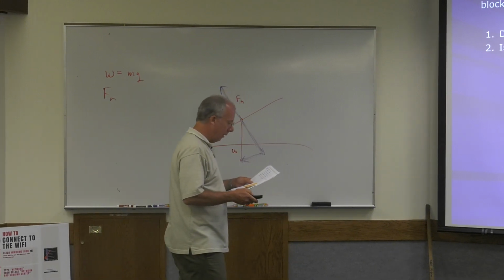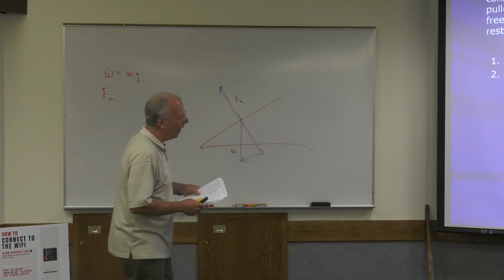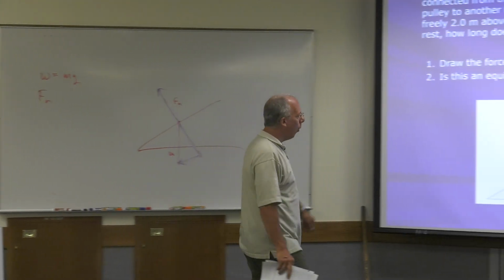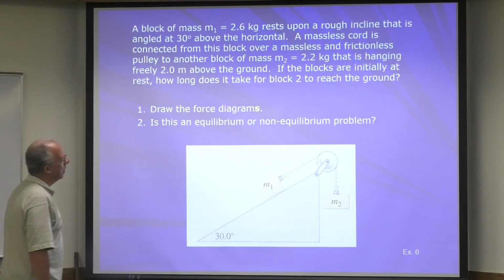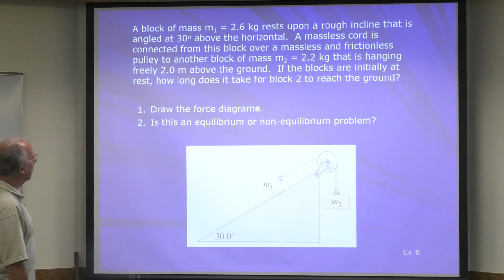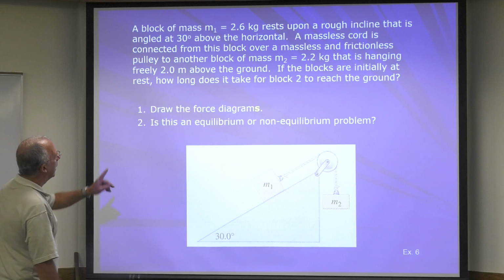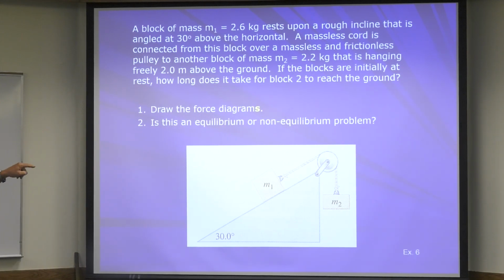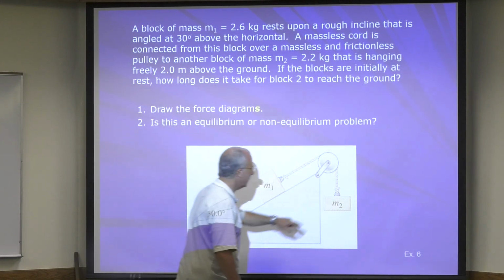I'm going to skip that, skip that. Here's a good one. A block of mass M1, so now we have two objects, rests upon a rough incline at an angle of 30 degrees. A massless cord is connected from this block over a massless and frictionless pulley to another block of mass M2.